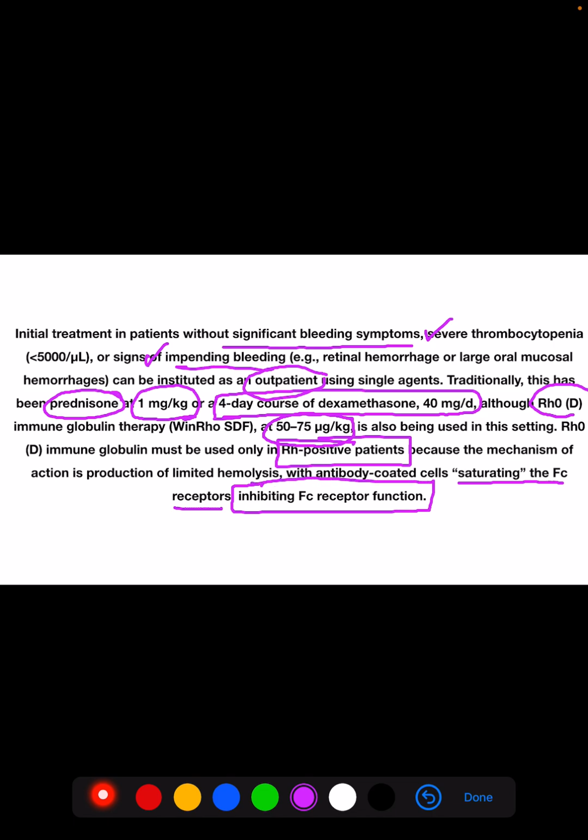So Rho immunoglobulin, what dose is it used at? 50 to 75 microgram per kg. It should be used only in Rh positive patients, because the mechanism of action is production of limited hemolysis. Why this production of limited hemolysis? Because the antibody coated cells are saturating the Fc receptors and inhibiting the Fc receptor function.